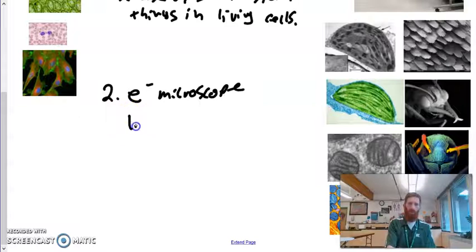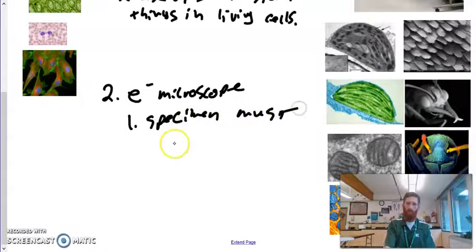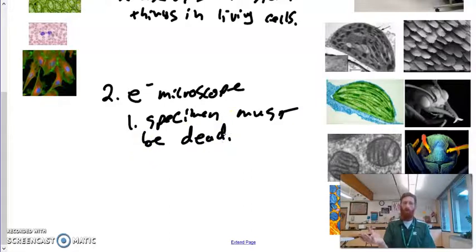So here we go. Contrasting with the light microscope, the specimen must be dead. We'll learn about the process probably on Friday. But basically they have to coat it in gold, and then it goes into a vacuum chamber, and all the air is sucked out, and if it wasn't dead before, it's dead then.